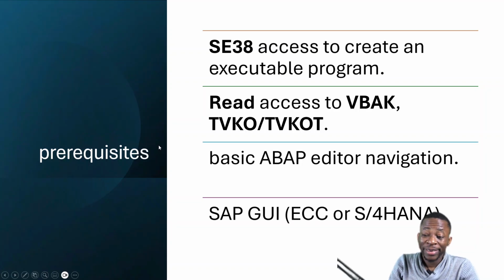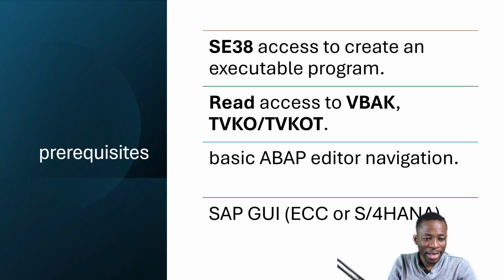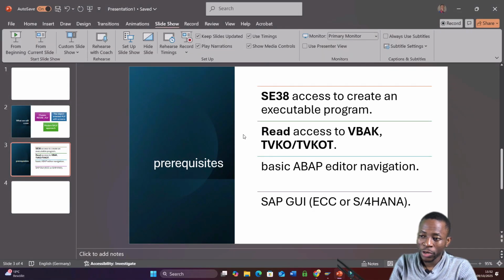What are the prerequisites? The prerequisites are simple. You need to have the SAP GUI, either ECC, ERP Central Component, or S/4HANA, and you need to have some basic ABAP editor navigation, and access to an ABAP development system. We are going to use transaction code SE38 to create an executable program, and most importantly, you need to have that beginner mindset ready to learn. All right, having said that, let us begin.